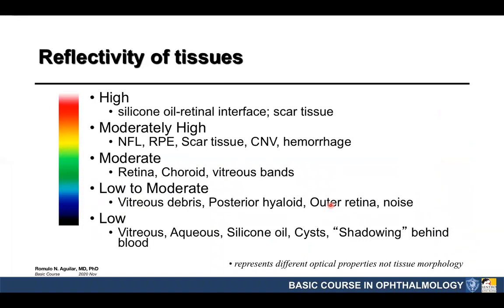This just gives you a sample of tissues and structures and their reflectivities. Scar tissue, because it's very dense, will be highly reflective. Similarly, your RPE, because it's a tight sheet of cells, will be moderately reflective. In contrast, your vitreous and aqueous, which just allow light to pass through, so there's light transmission, would have low reflectivity. The rest of the retina will have anywhere from yellow to green to light blue in color because they will demonstrate low to moderate reflectivity.